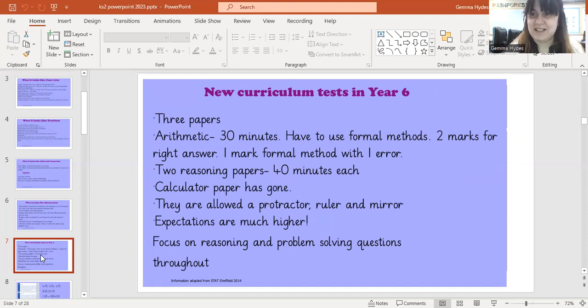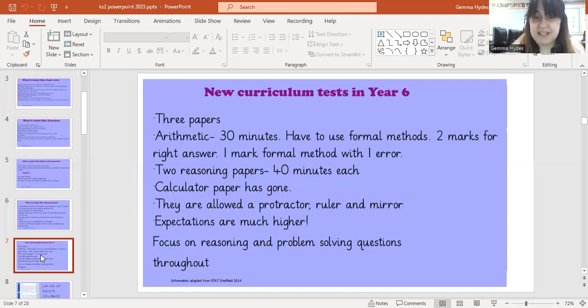So the first one is an arithmetic paper and it's very short. And there is a big focus on formal methods. They actually get 2 marks if they get the right answer straight away. But if they use a method and they only have one error in it, which made them get the incorrect answer, they can still get a point for that. So we do teach the children to show their working all the time.